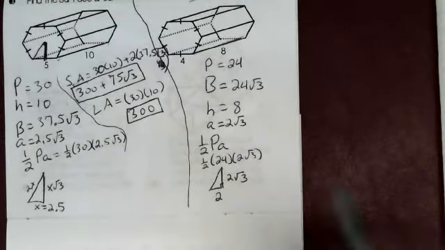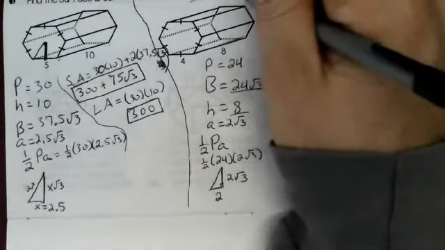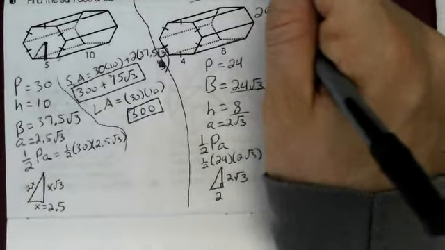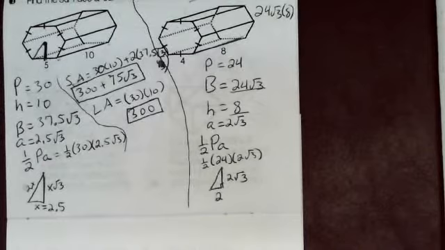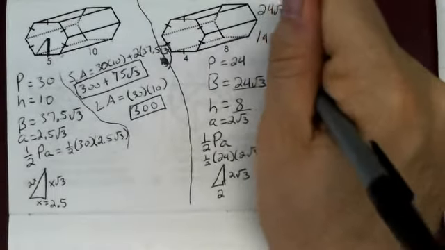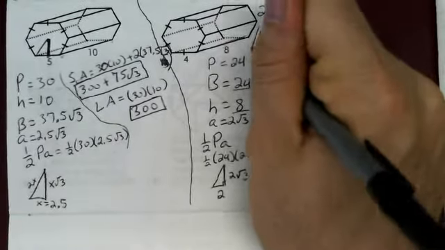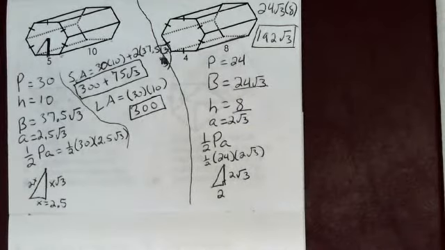Now that we found all this information, I have the area of my base, I have my height, and we just do 24 on the square root of 3 times 8. 24 times 8 would give us 192 on the square root of 3. And so that would be the volume of this shape.